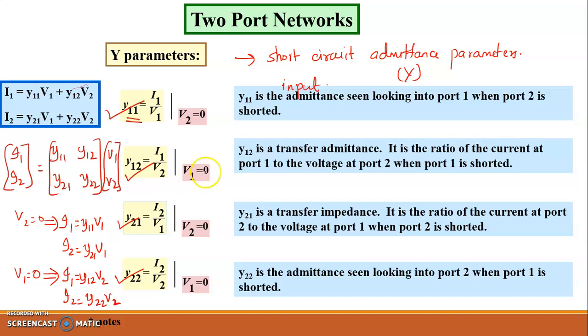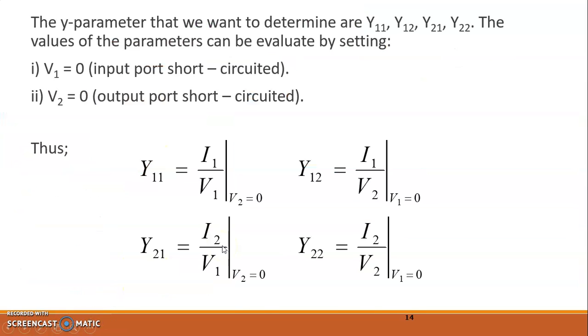Now Y12 is the transfer admittance at port 1 due to port 2, the ratio of the current at port 1 to the voltage at port 2 when port 1 is short circuit. Similarly, Y21 is the transfer admittance of port 2 to port 1, the ratio of the current at port 2 to the voltage at port 1 when port 2 is shorted. And Y22 is known as the short circuit output admittance because it is the ratio between the output current and output voltage. So these are the Y parameters.